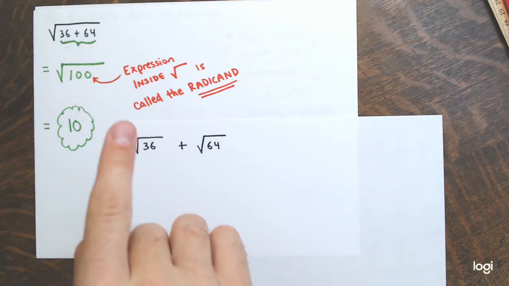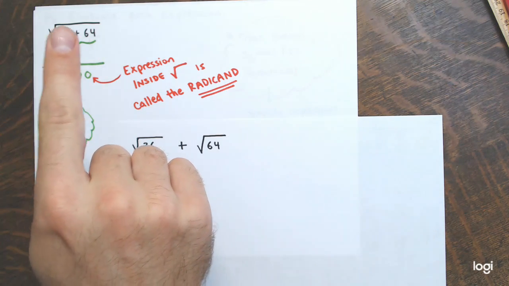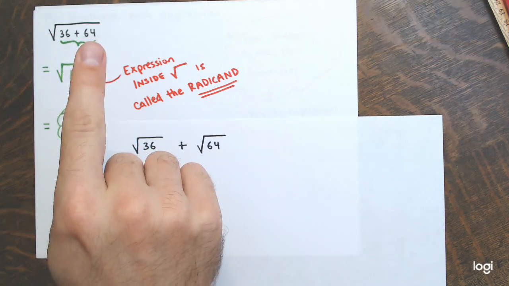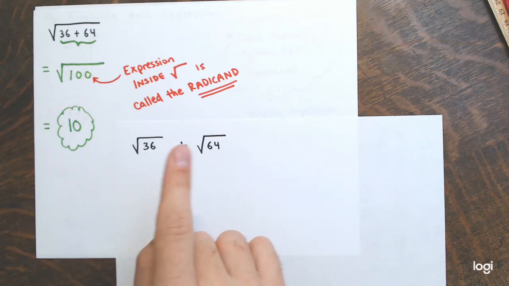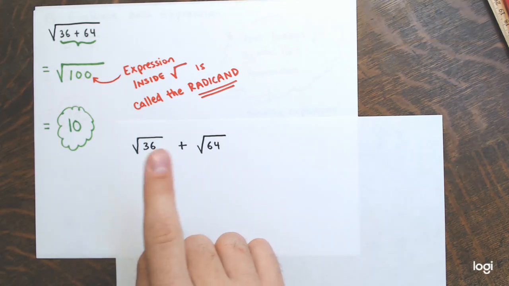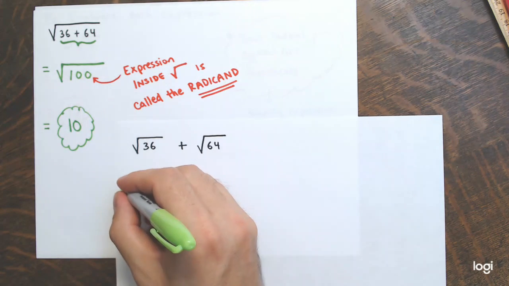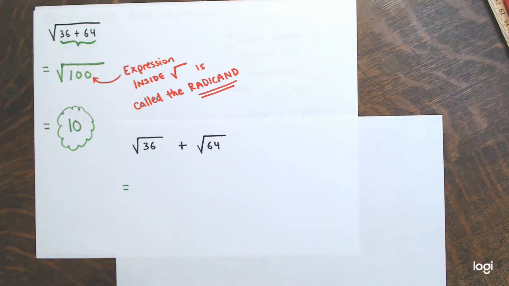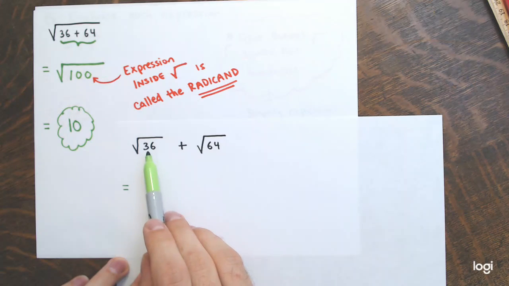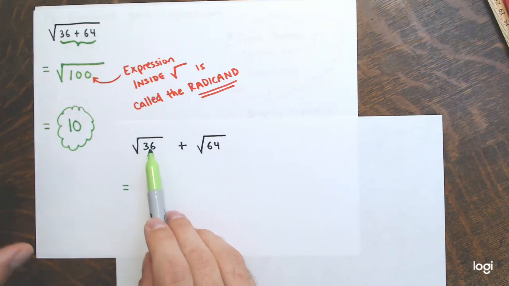You see how these are different? This has the square root over the entire 36 plus 64. This has two separate square root symbols, radical symbols, one over 36 and one over 64. And let's see what we get. Now, first I'm going to simplify the radicands, right? Simplify the expressions inside the symbols. Well, that's already done.